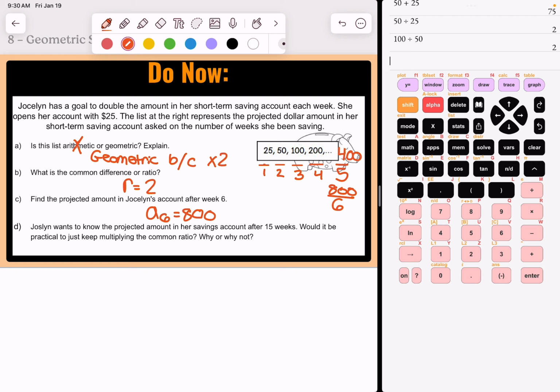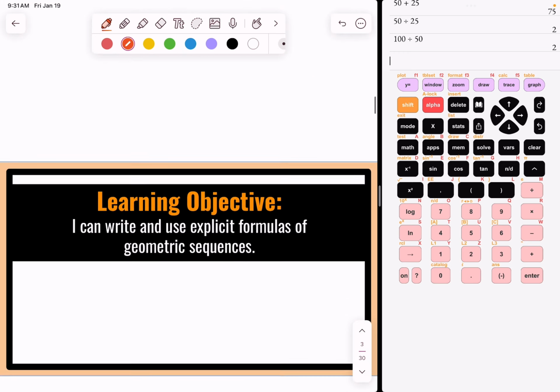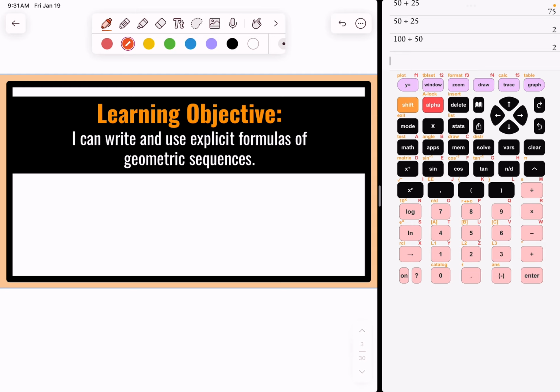Jocelyn wants to know the projected amount in her savings account after 15 weeks. Would it be practical to just keep multiplying the common ratio? Why or why not? I mean, you could totally do it if you stayed organized and wrote down the 7th, 8th, 9th, but it could quickly get confusing and you might end up saying the 14th week or the 16th week if you miscount. So it's not really that practical. So today we are going to learn how to write and use explicit formulas of geometric sequences.